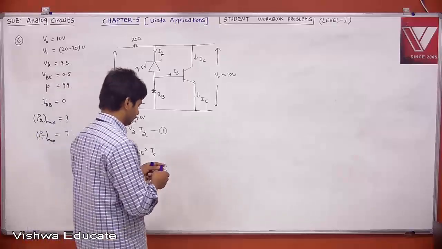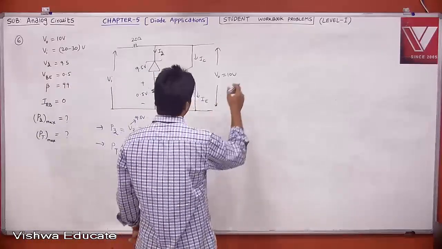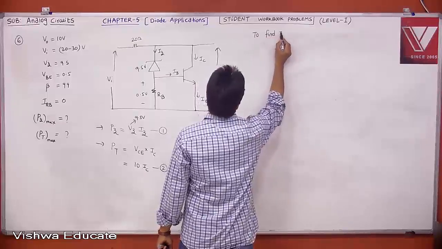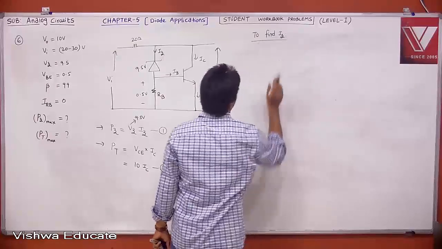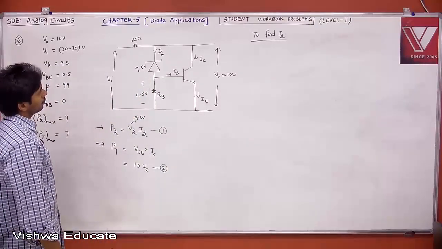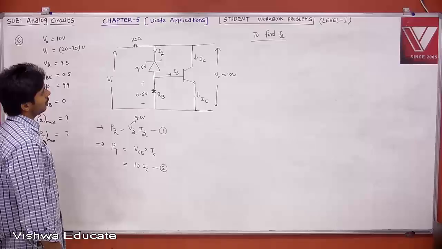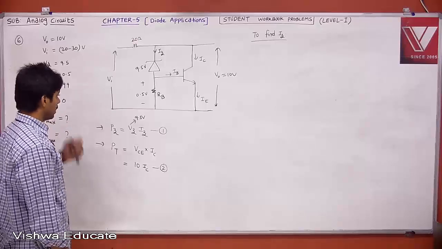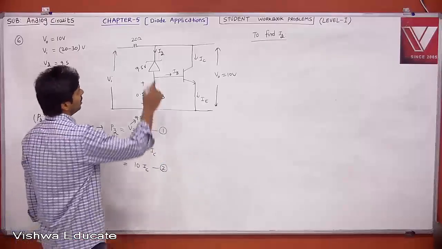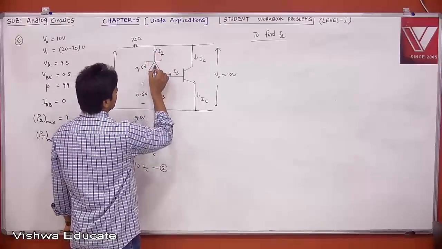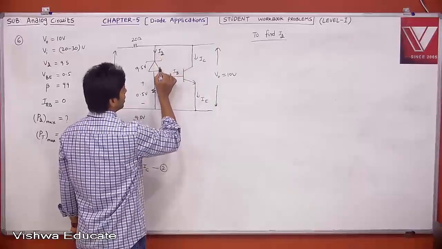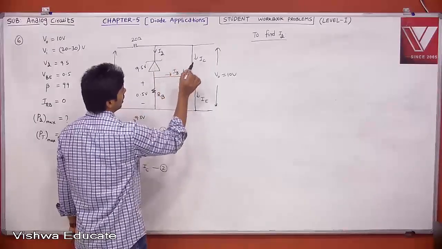To find Iz, how will you find? Okay, I can tell you one thing. It is told that the current flowing through RB can be neglected. Then tell me what is your IB? The same Iz. Therefore now we can get the relationship. Okay, that's fine. Your IB is nothing but your Iz. Therefore what is your IC?